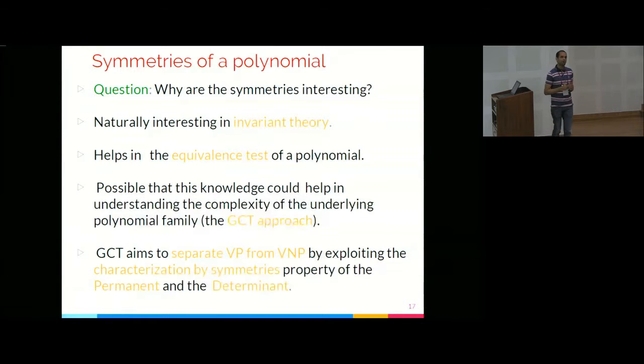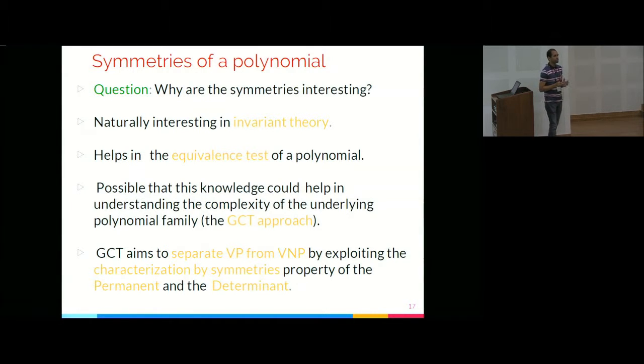And we'll also see in this talk how the knowledge of symmetries of a polynomial actually helps us in answering some algorithmic questions. One such algorithmic question which has been looked at before is called the equivalence test, and I'll come to the definition of this question later. And as Christian was saying, it is also possible that the knowledge of symmetries helps us in understanding the underlying polynomial family better. This is the GCT approach which he was talking about.